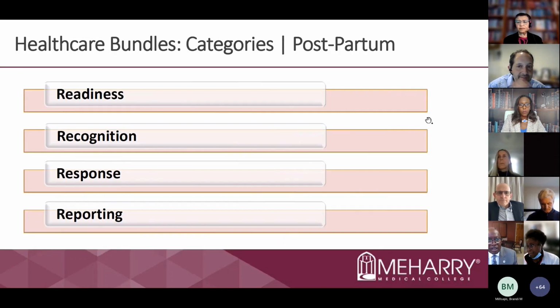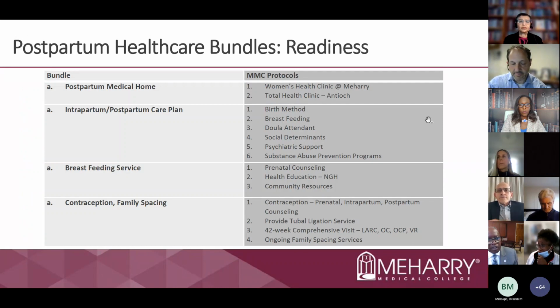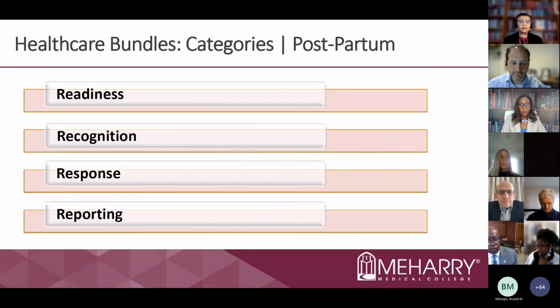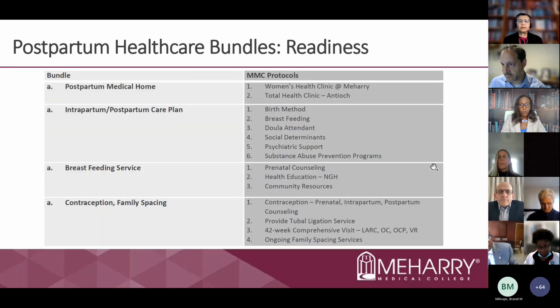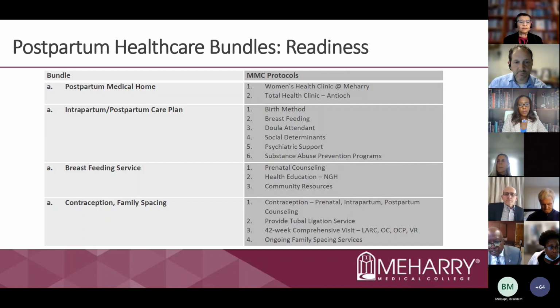Thank you. I want to circle back now and just talk briefly about the postpartum bundles. The principles involved here are readiness, recognition, response, and reporting. Okay, next slide. Under readiness, we have to make certain that people have a medical home, that there's good planning of various sorts. Breastfeeding is very important, particularly once they leave the hospital and have to engage with community resources. And contraception, particularly tubal ligations, which we provide, is very difficult for some individuals.